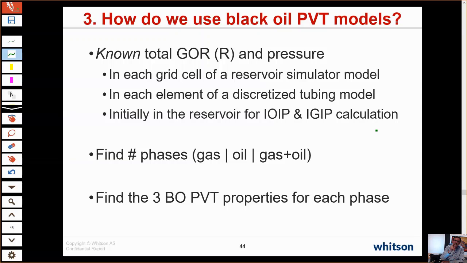The first thing you have to do is find out how many phases exist. 1 or 2 phases. Is it only gas? Is it only oil? Or is it gas plus oil? It's the first thing you have to figure out. The next thing, once you know that, then you can go look around in the tables for the 3 black oil PVT properties, R, the B, and the viscosity for each phase. So you might have 6 total, or you might have 3 total. That's it. So now we're going to look at the recipe or the procedure, how that's done.